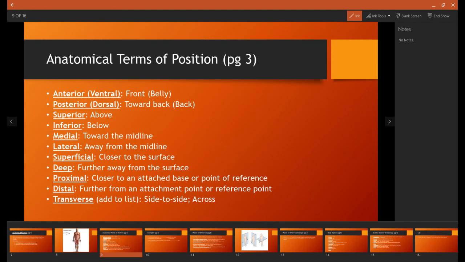Working on specific words to help us with positions of structures on the body, this list is going to work in groups of two. So one word will mean one direction. The other word will be the exact opposite. Our first two, anterior and posterior. Anterior is going to mean front. Posterior is going to mean back.